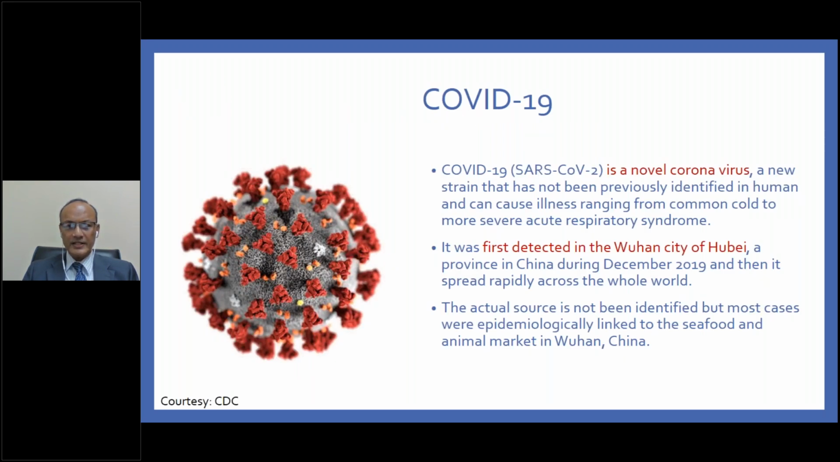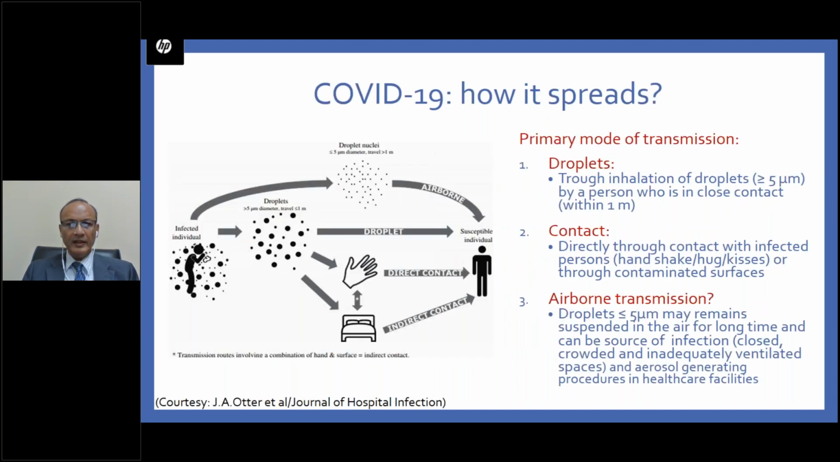Now, in the previous webinars and lectures, I think enough has been talked about what is COVID, how it spreads, and what is the treatment, so I'll not go into much of the details of that. But I'd like to mention that it's a novel coronavirus which was first detected in the Wuhan city of Hubei, which is a province in China, during December 2019. And then it rapidly spread across the whole world. The primary mode of transmission, as we all know, is through the respiratory droplets or a direct physical contact with the person who is infected, or through an indirect contact with the contaminated surfaces. There is also a possible role of an airborne transmission.